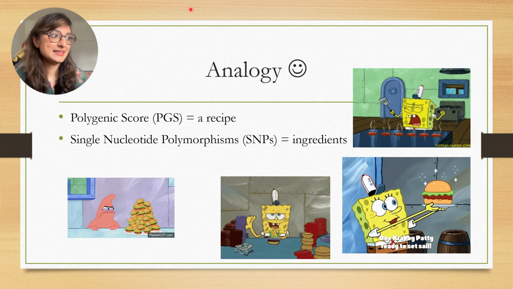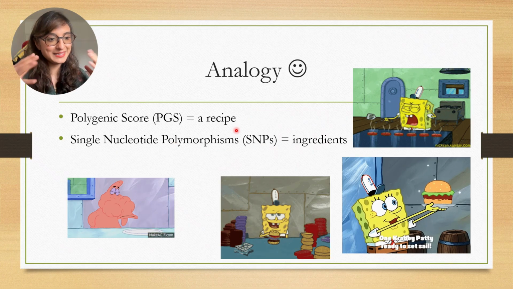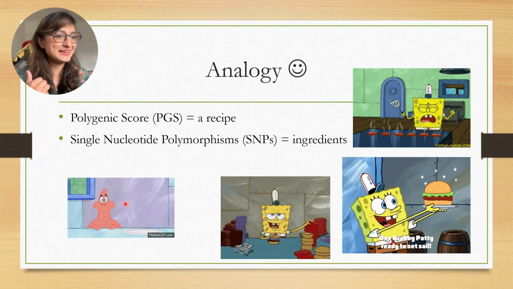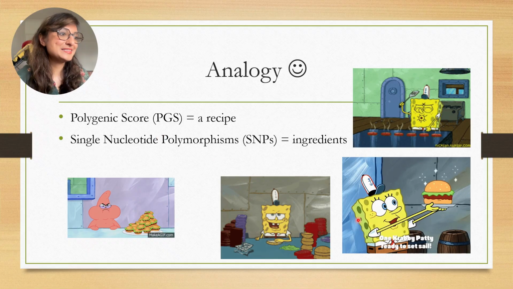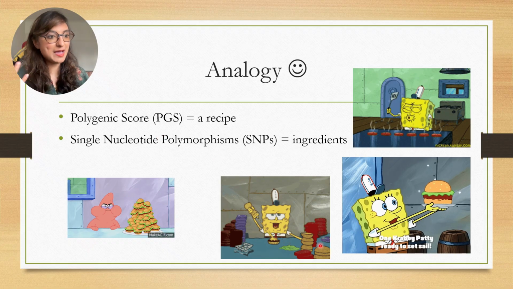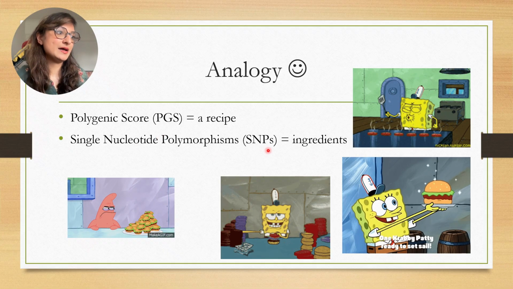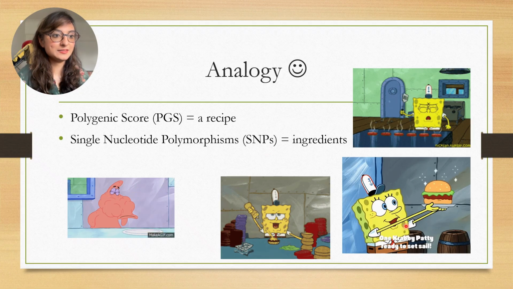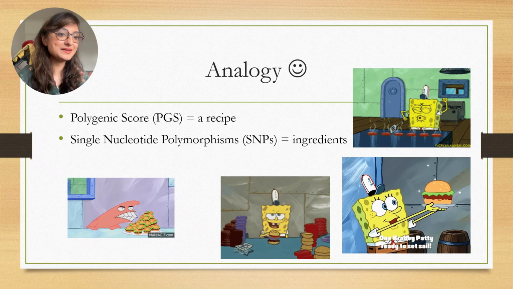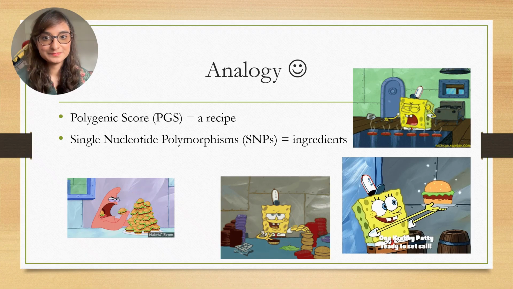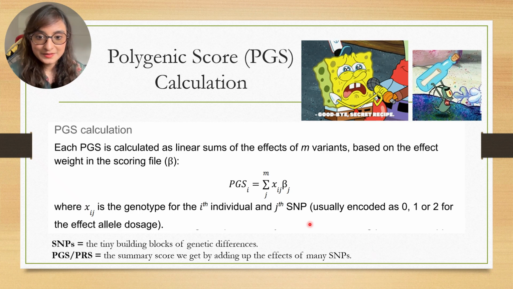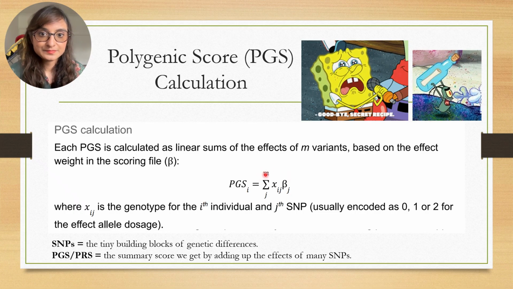So similarly, the analogy is that a polygenic score is the recipe and whatever we're trying to make, whether it's a Krabby Patty, like Patrick is devouring it so much, and SpongeBob is looking at Krusty Krab making the Krabby Patties, and the single nucleotide polymorphisms, the SNPs, are the ingredients that go into that Krabby Patty. So what goes into making a polygenic score are the SNPs. They're the building blocks of that score. So the recipe is a polygenic score, made up of a bunch of these ingredients, which are the SNPs here.